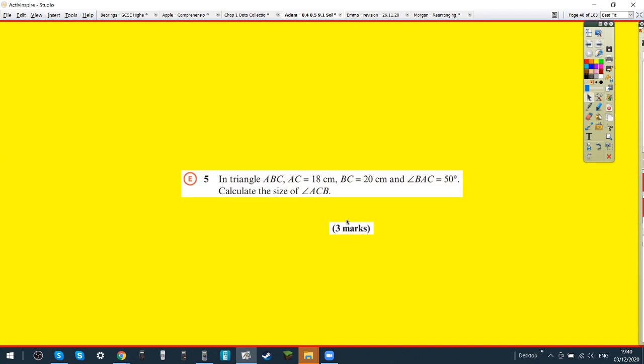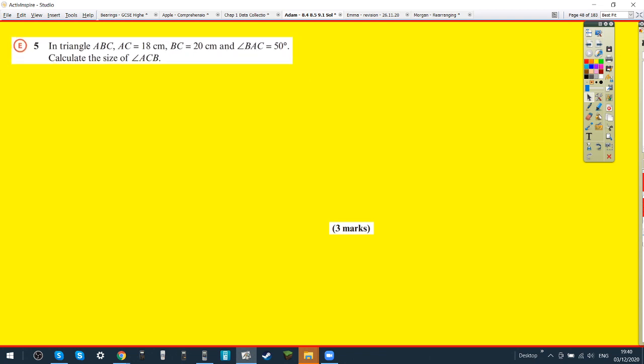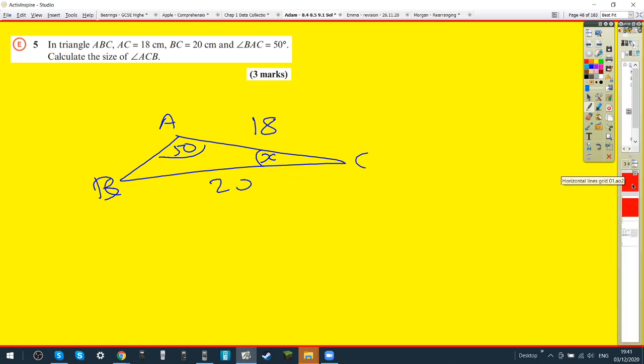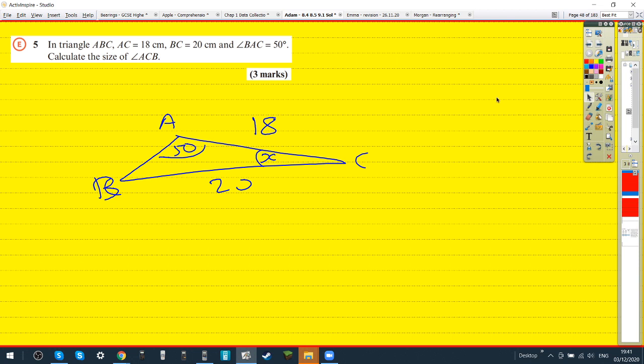Let's see. So this is calculate the size of an angle. I better just quickly sketch this. AC and AB. AC is 18. BC is 20. BAC is 50. ACB, that's X. Yeah, let's do this one. Okay.